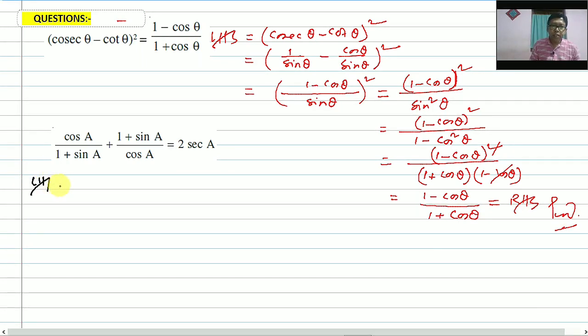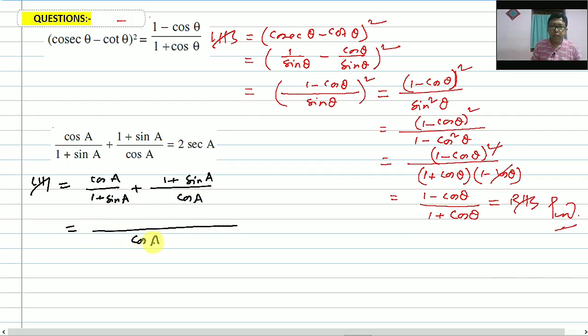You take its LHS again. LHS is equal to cos of A upon 1 plus sine of A, plus 1 plus sine of A upon cos of A. This is an interesting question. So make an LCM here. Again, cos of A whole into 1 plus sine of A, and cos square A plus 1 plus sine of A whole square.